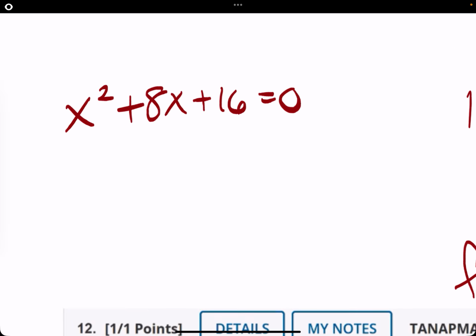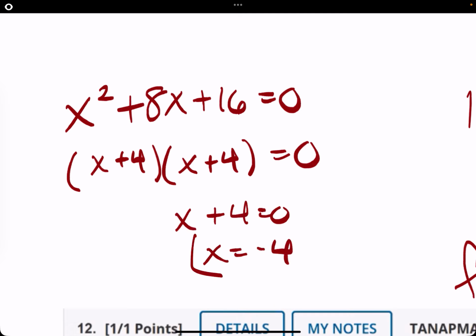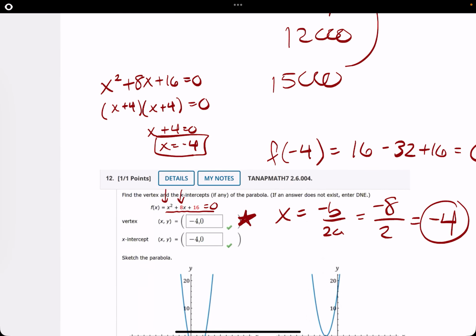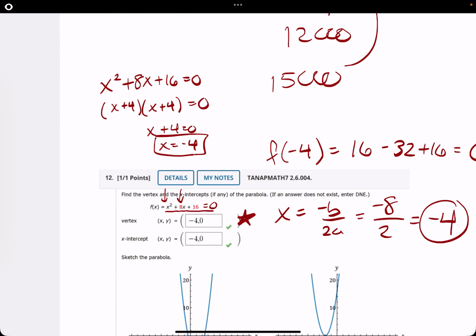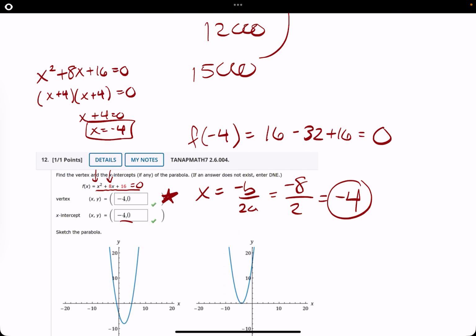When we set this equal to 0 and try to solve for x, let's factor it. That'll be the best method. Two numbers multiplying to 16 and adding to 8 would be 4 and 4. So really it's just x plus 4 equals 0. So x equals negative 4 for both of them. So really our only x-intercept is negative 4. And again, the y value is always 0 for an x-intercept. So it's negative 4 comma 0.